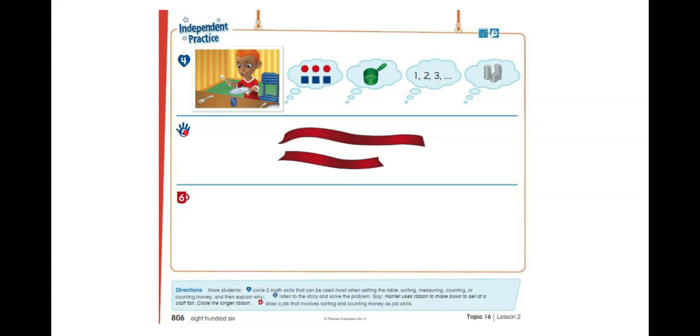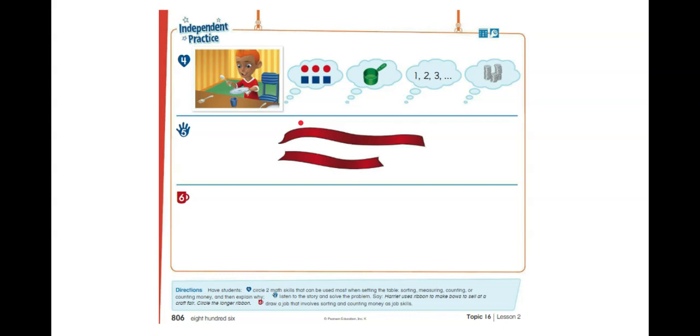For number 5, listen to my story to solve the problem. Harriet uses ribbon to make bows to sell at a craft. Circle the longer ribbon. For this one, you're going to use your skill of measuring to find which is the longer ribbon and draw a circle around the longer ribbon.